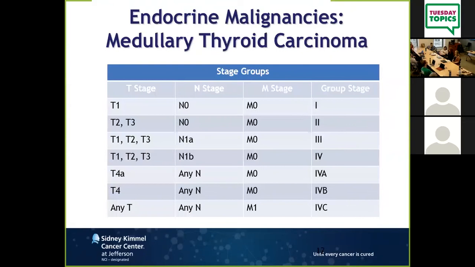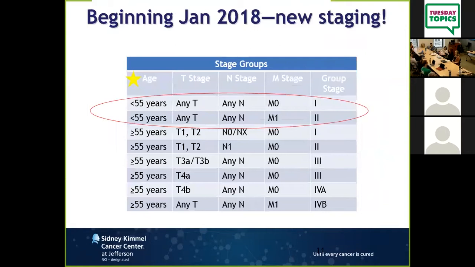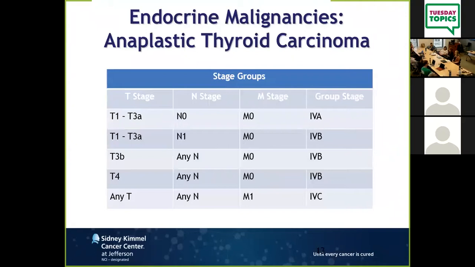Just to contrast these two, you can see in papillary, we have in that last column there, group stage 1, 2, all the way up to 4B. And depending upon what your disease presentation is, you may have a different stage. If you go to anaplastic thyroid cancer, even just having a diagnosis of anaplastic thyroid cancer, doesn't matter whether it's metastasized, doesn't matter if it's in a lymph node, it's already stage 4. So just to kind of keep that in your mind.